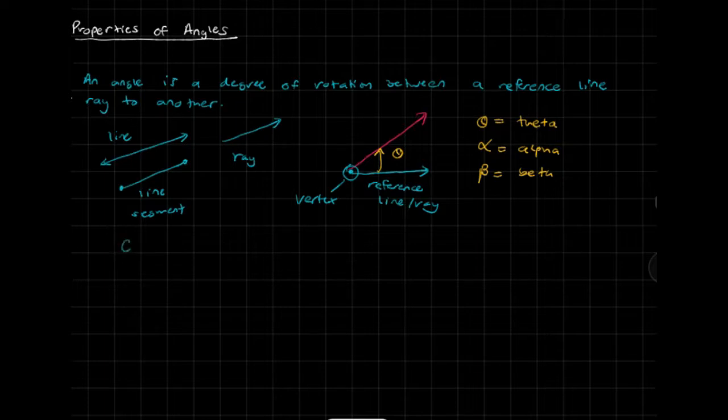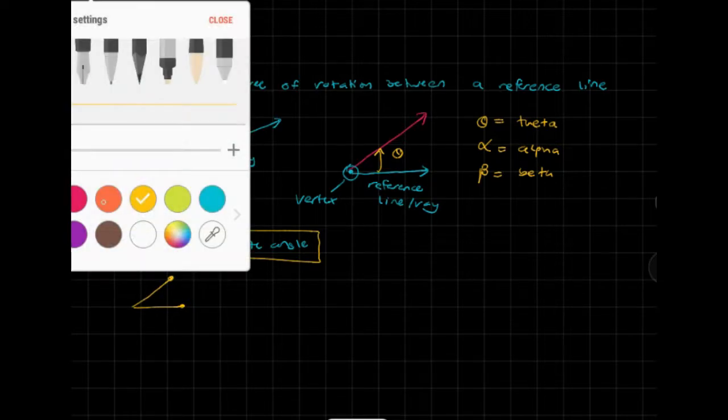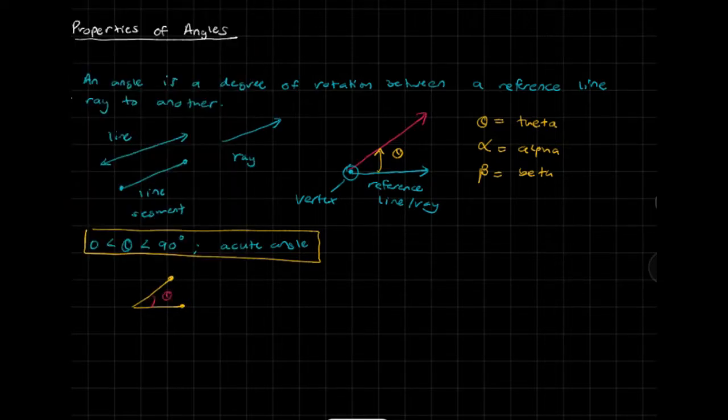So when an angle, let's say we're using theta to represent the degree of rotation, if the angle is greater than 0 but less than 90 degrees, this is what we call an acute angle. Okay, so an acute angle is basically less than 90 degrees. Alright, here's an example of an acute angle. If I had two line segments, right, and I was looking at theta here, theta here would be an acute angle.